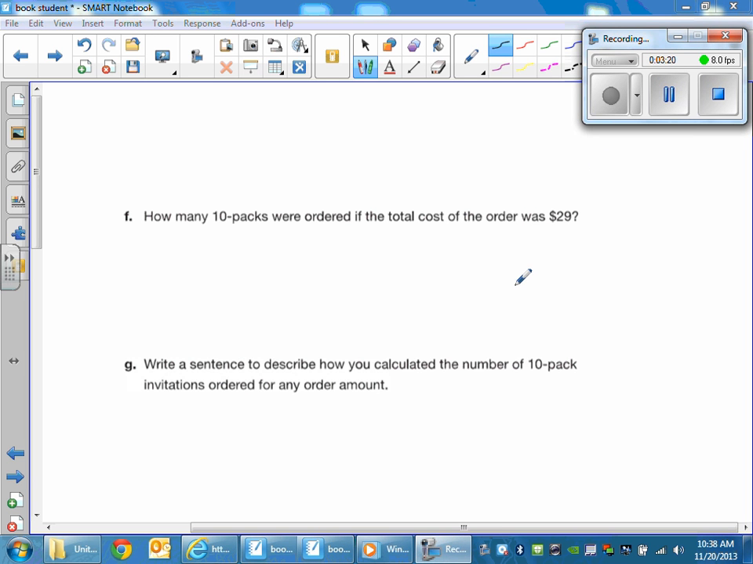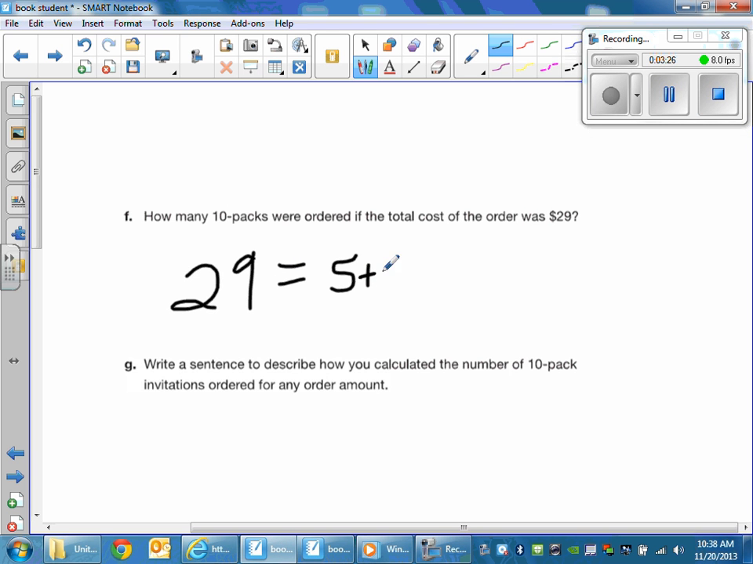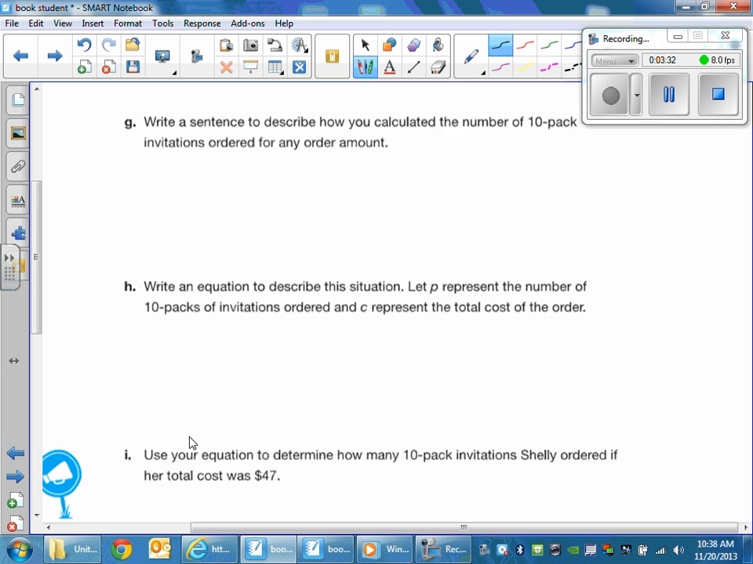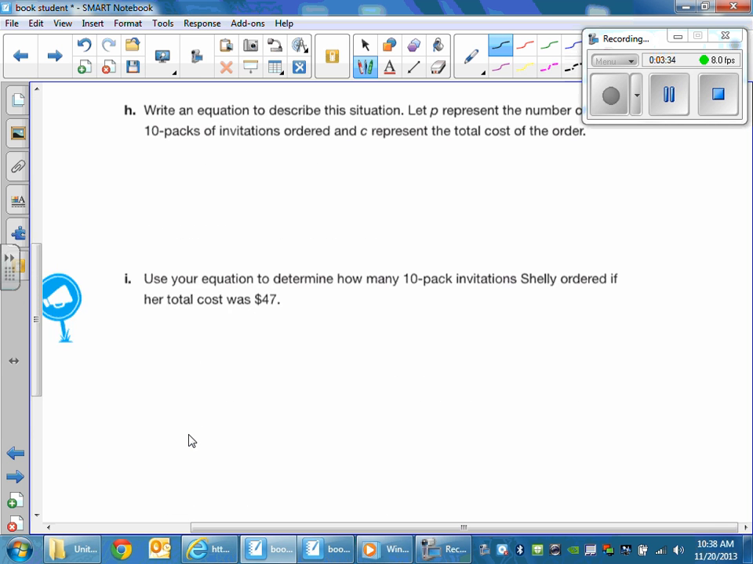Letter F says, how many 10-packs were ordered if the total cost of the order was 29? Do the same thing. 29 equals 5 plus 6P and solve for P. Also try G, H, and I and press play when you're ready.